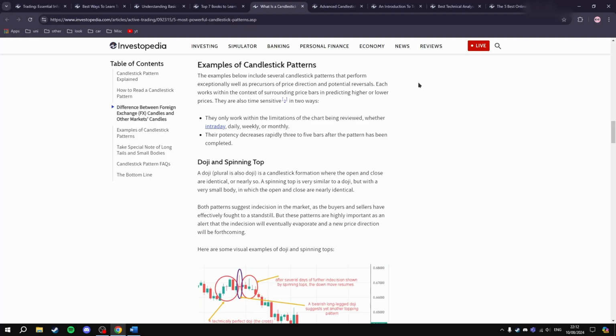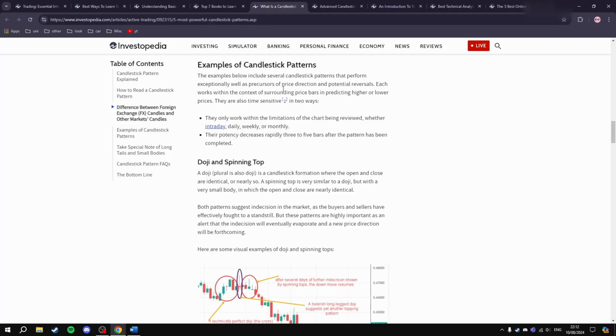They are also time sensitive in two ways. They only work within the limitations of the chart being reviewed, whether intraday, daily, weekly or monthly. So they only work, I guess, within whatever the time frame your chart is at. So they only work weekly, or they only work for that month. Their potency decreases rapidly 3 to 5 bars after the pattern has been completed.